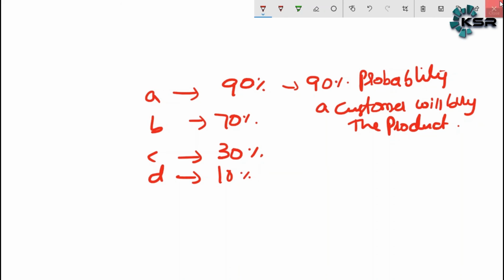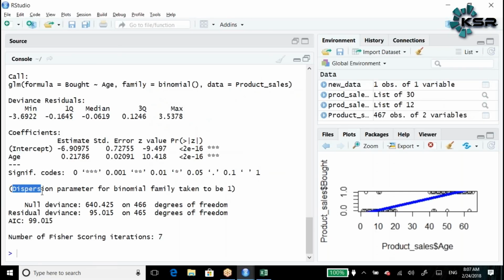To assess that, here we are going to use the dispersion parameter. That means the binomial family is taken to build the probability value for 1. 1 means the customer buys, 0 means the customer does not buy. So always, while building the model, make sure that it is building the model for 1 only.